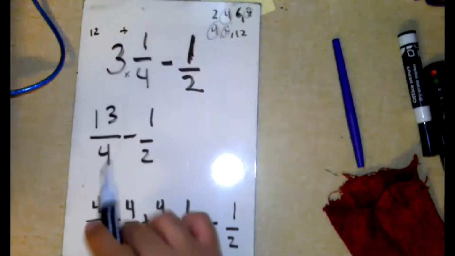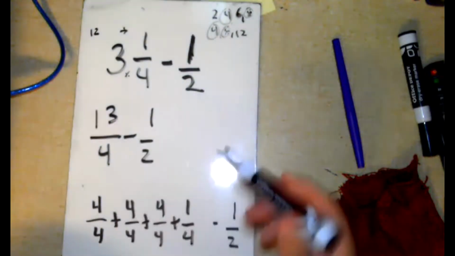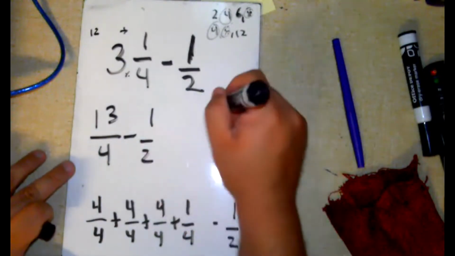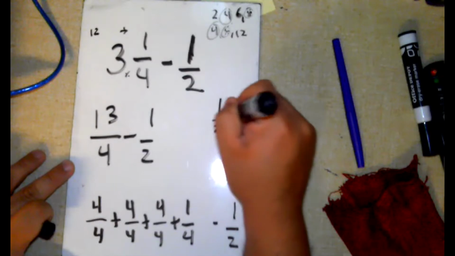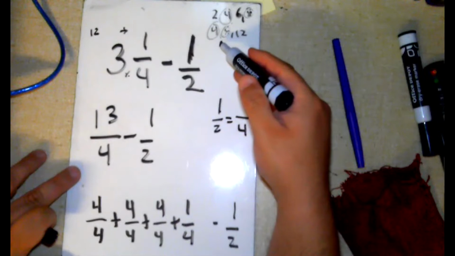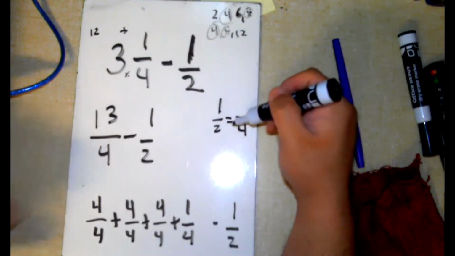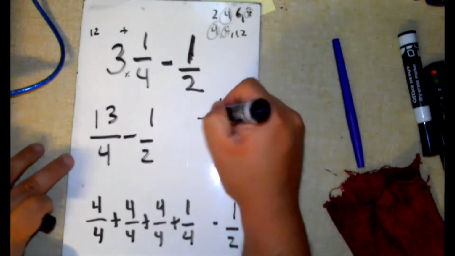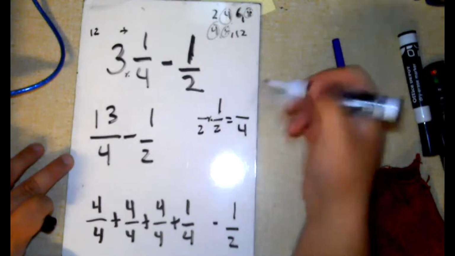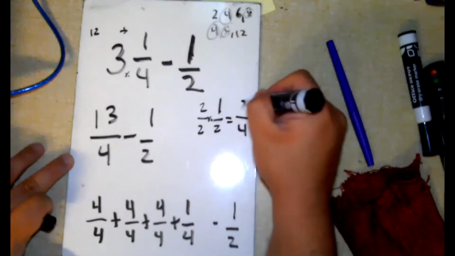So we're going to keep this one, the 13 fourths. It's just 1/2. We need to convert it to a fourth. So let's go ahead and put 1/2 equals something over 4. That's what we want. We want a common denominator of 4. So how do we go? What do we multiply 2 by to get to 4? Well, 2. And what we did to the denominator, we do to the numerator. So 2 times 2 is 4, so 2 times 1 equals 2.